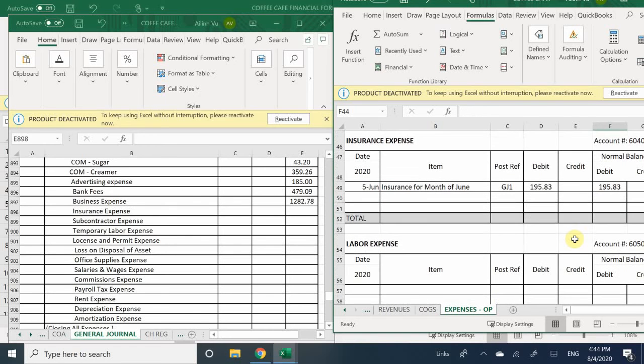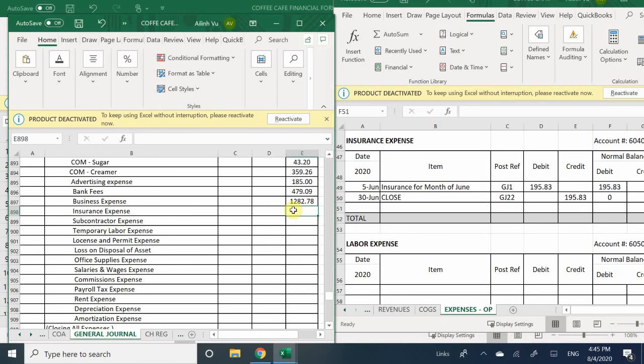Next is going to be insurance expense for $195. So let me go ahead and do that for my closing process. So $195.83 should be my total. And there you go. I get my 0 right there. So $195.83 for insurance expense. Good.